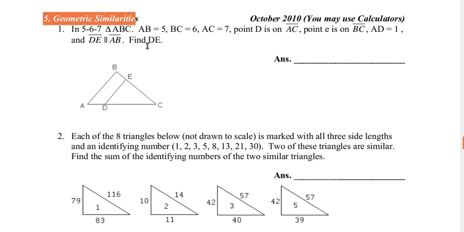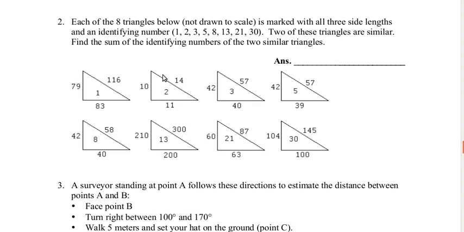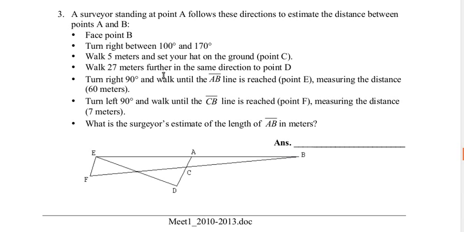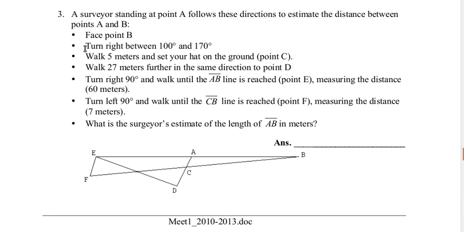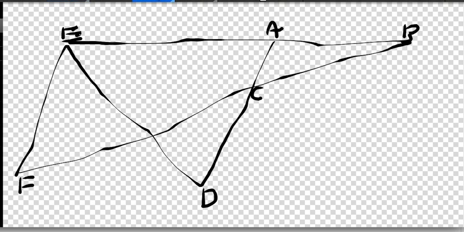2010, Round 5, Geometric Similarities, Problem 3. A surveyor standing at point A follows these directions to estimate the distance between points A and B. Face point B. So, let's see, we have another drawing.